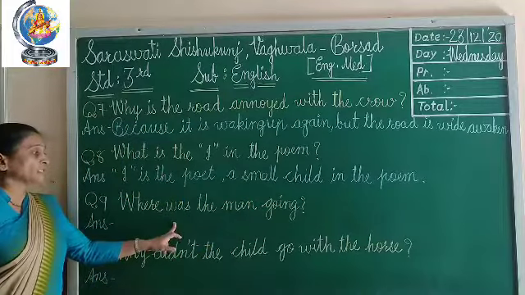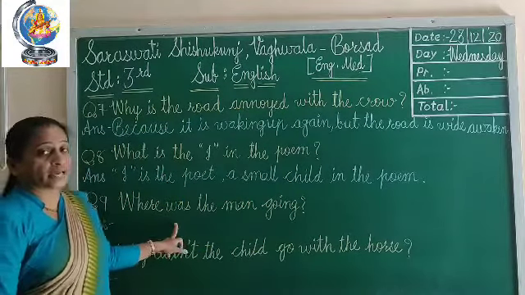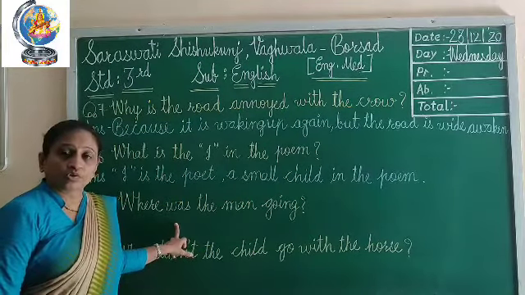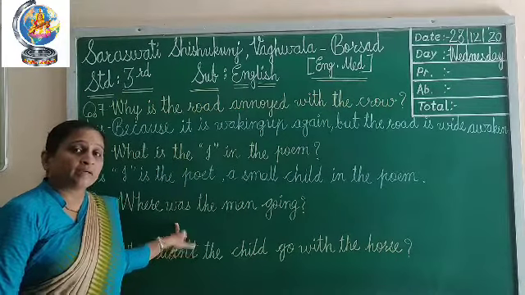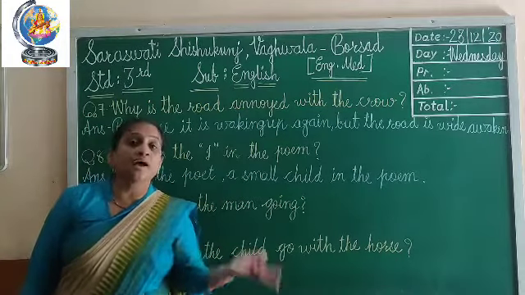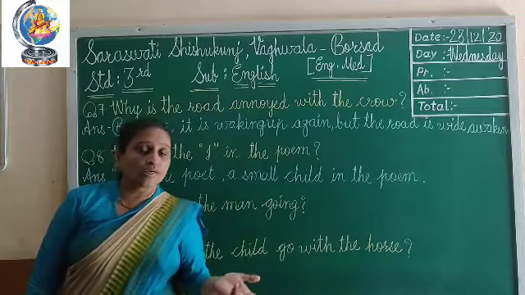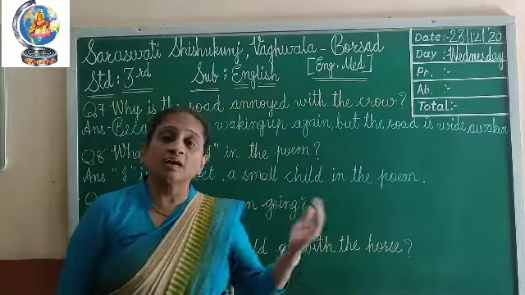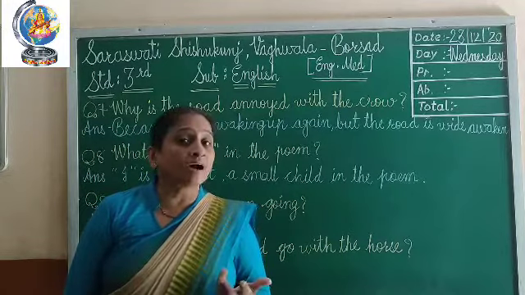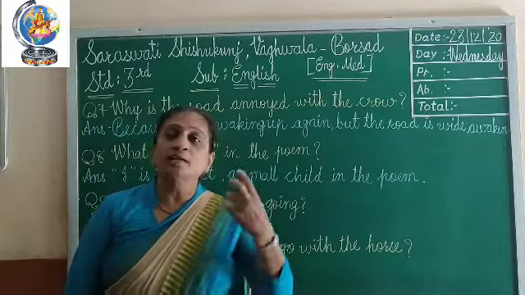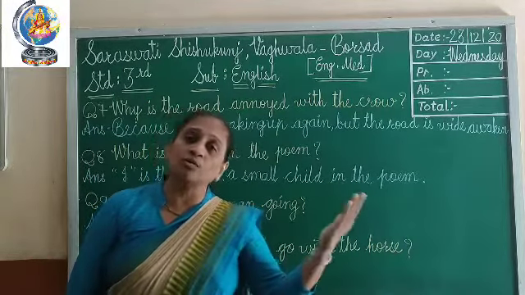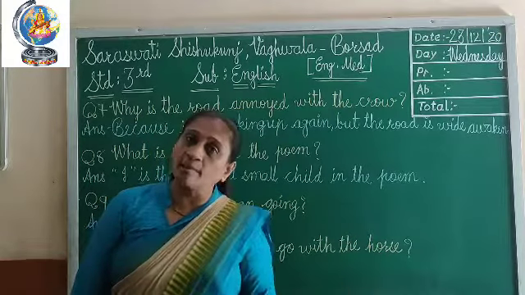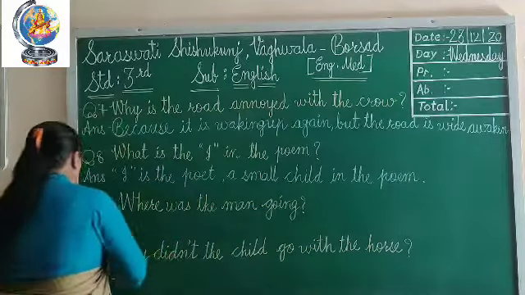Where was the man going? What man was there in the Poppy and I poem? So bread. Okay, he wants to eat bread, so he is going down to the village to buy some bread. So let's write the answer.